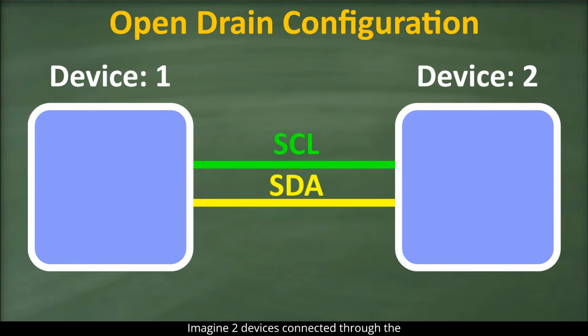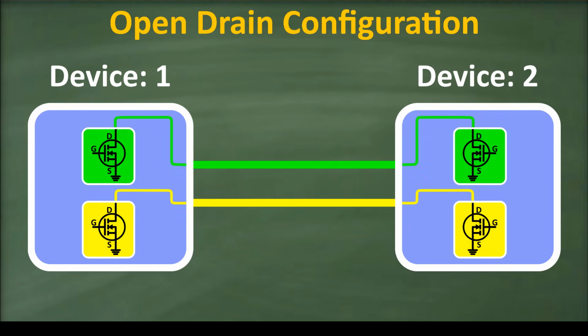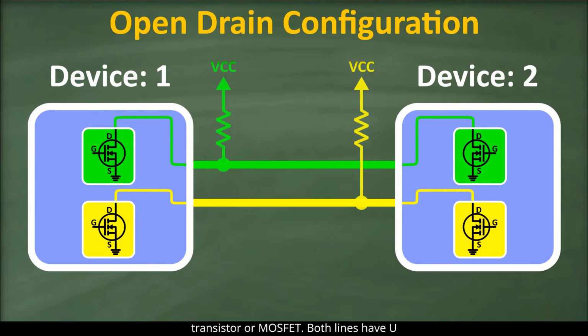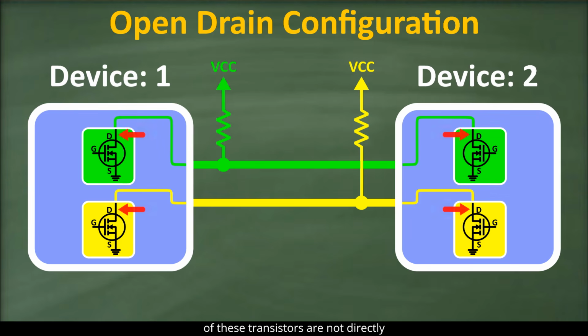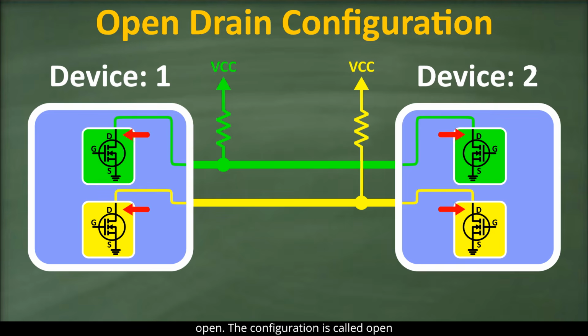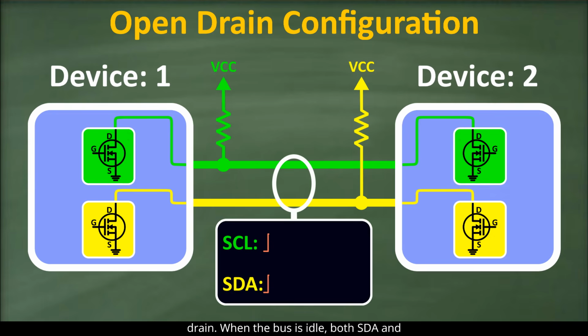Imagine two devices connected through the SDA and SCL lines. Each device has an internal switching element, usually a transistor or MOSFET. Both lines have pull-up resistors, commonly 4.7 kiloohms or 10 kiloohms, connected to VCC. Because the drains of these transistors are not directly tied to the supply voltage and are left open, the configuration is called open drain. When the bus is idle, both SDA and SCL remain high due to the pull-up resistors.